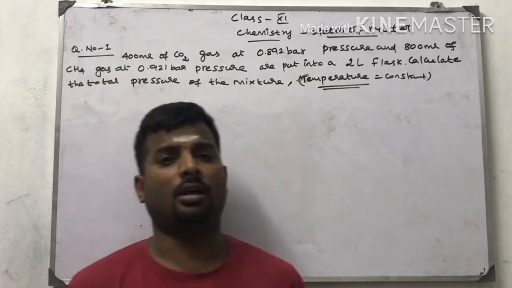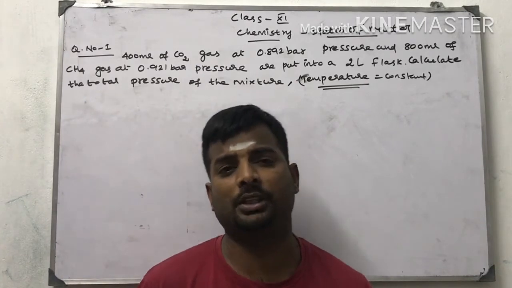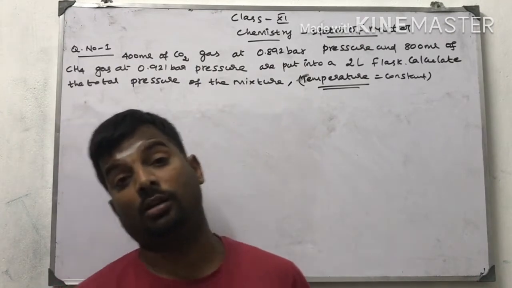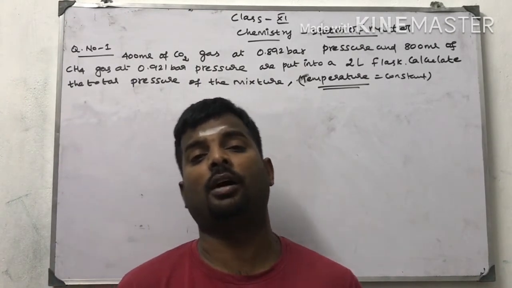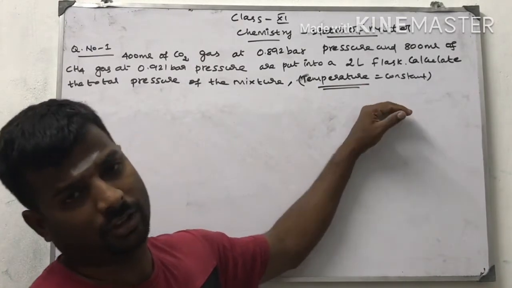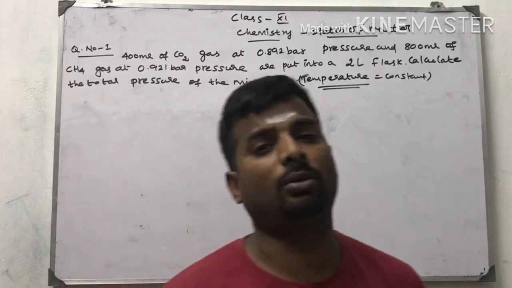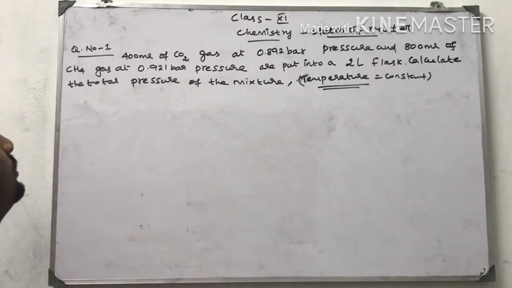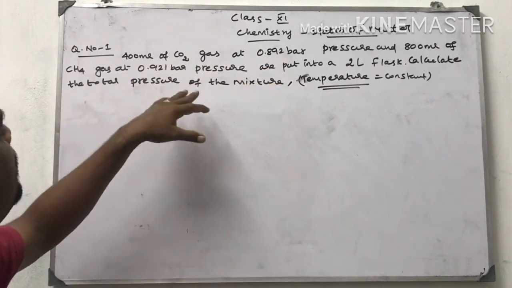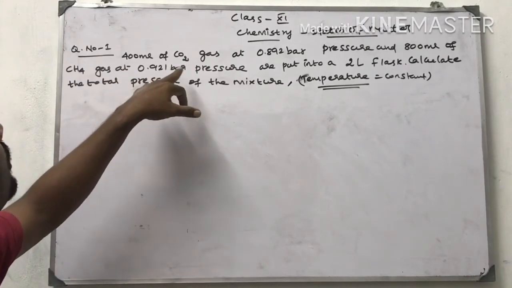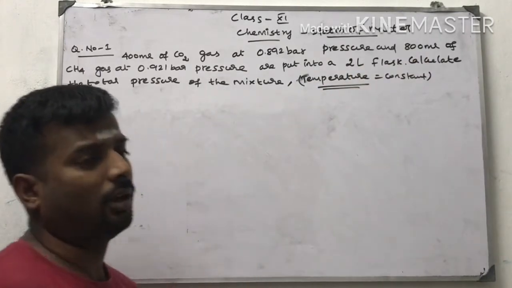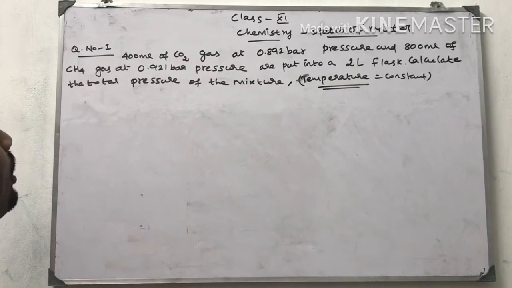We know that pressure is inversely proportional to volume at constant temperature and number of moles. That is Boyle's law. So here also the reaction takes place at constant temperature, so we can use Boyle's law to solve this problem. The P1 value is 0.892, P2 value is 0.921, the V1 value is 800 ml, and V2 value is the 2 liter flask. All the terms are given. Now we have to solve the problem.